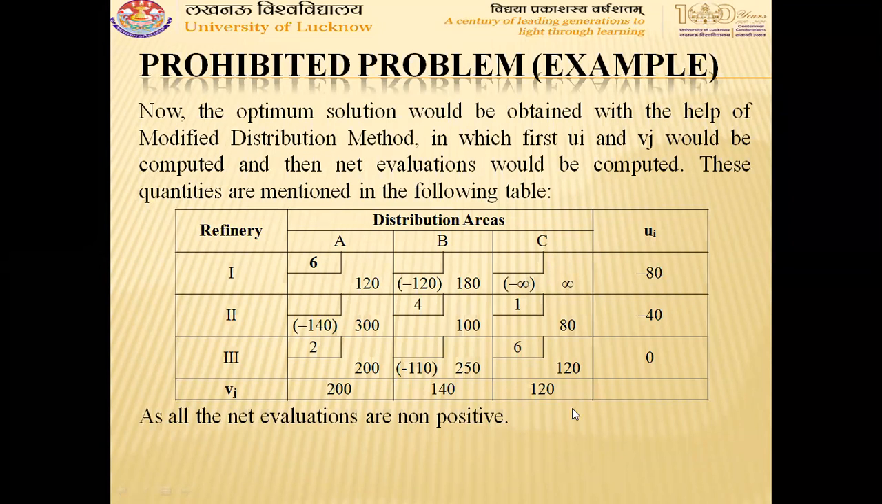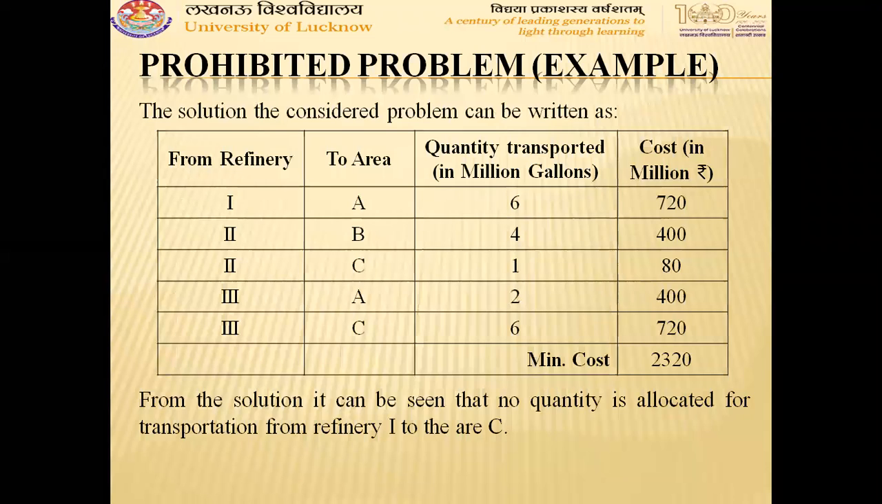And here you can easily check that no allocation is made in the restricted pair. That is, no unit is transported from 1 to C. Now you can easily calculate the cost of supply, which comes out to be 2320 million rupees, or it will be in thousand. I have taken it as per unit cost, whereas it is given as per 100 units cost, so it will be in 1000 rupees.